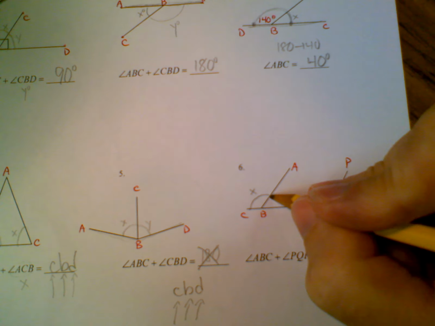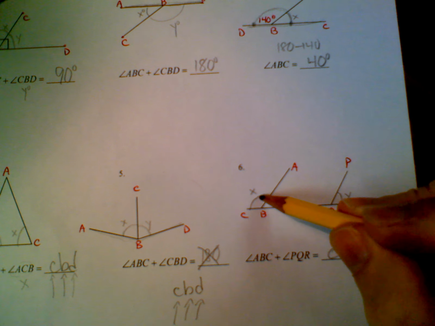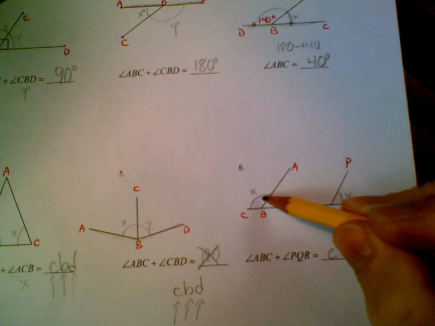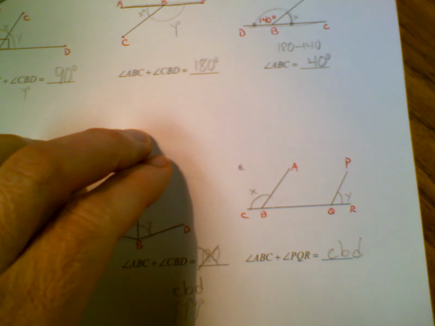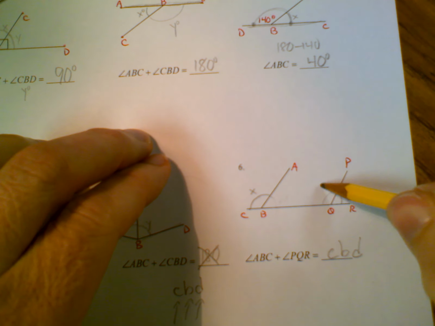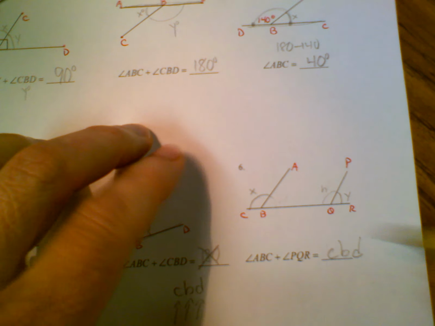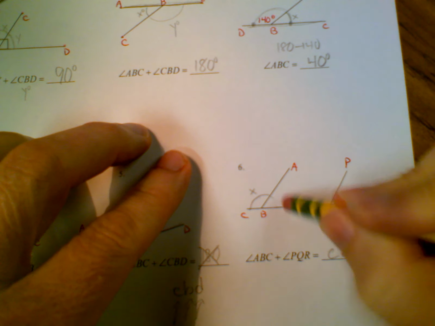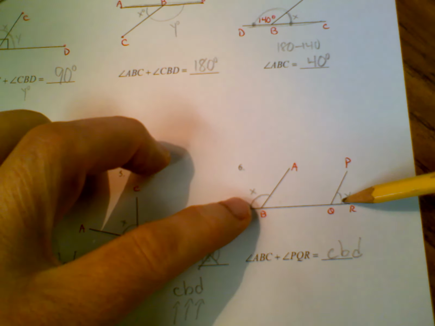If this bothers you, let me point out that if I had asked you for the sum of X and W, if I had asked you for the sum of these two angles, you could have told me 180 degrees, but I didn't. Or if I had asked you for the sum of these two angles, I'll call this H and Y, you could have said 180 degrees. But I didn't ask you either of those questions. I asked you for the sum of this angle here and this angle here.